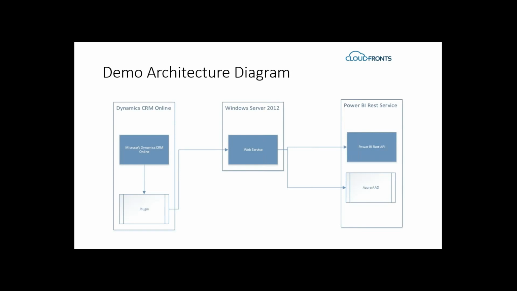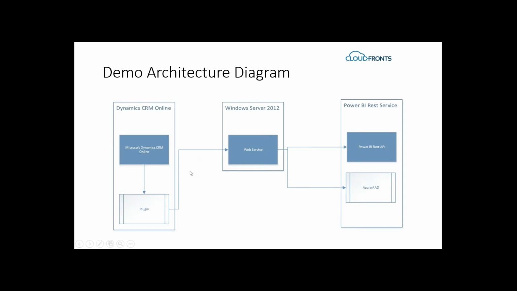For the demo that I'm going to do today, this is the architecture diagram. I want all of us to understand the different components that are there inside the demo that I'm going to present today. For our demo, we have a Dynamics CRM Online instance. We at CloudFronts have our sales team, which is leveraging the sales module of Dynamics CRM Online. Our sales team is creating opportunities inside CRM, following up with the customers, and then closing the opportunities.